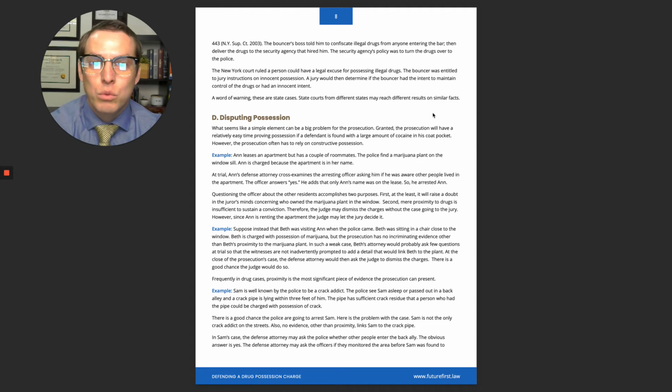The New York court ruled that a person could have a legal excuse for possessing a illegal drug. The bouncer was entitled to a jury instruction on innocent possession. The jury would then determine if the bouncer had the intent to maintain control of the drugs or had an innocent intent. Word of warning, these are state cases as well.